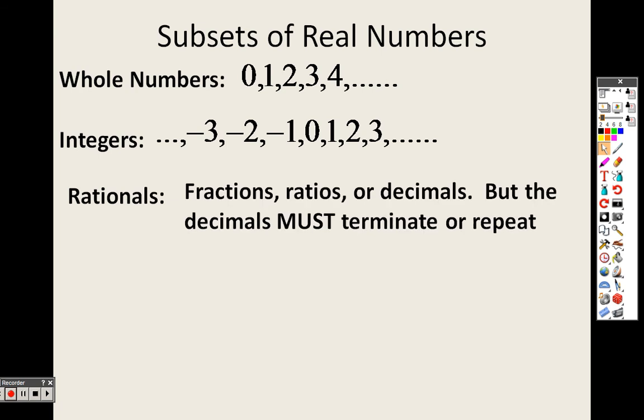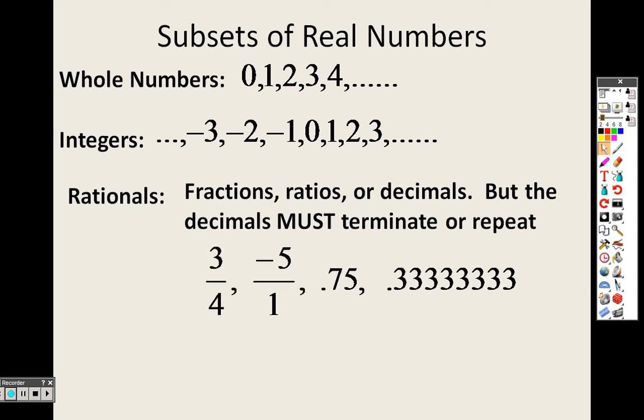Rationals. Rationals are fractions. Rationals are ratios. Rationals are decimals, but the decimals must terminate or repeat. What that means is they are basically ending. So for example, we have 3/4. We have negative 5 over 1. Even though negative 5 over 1 will reduce to negative 5, it is still a fraction, so it is still a rational number. 0.75 is a decimal, and 0.3333 keeps going on forever, but it's the same thing over and over again that repeats. That is the fraction 1/3, so either way, they are both rationals.